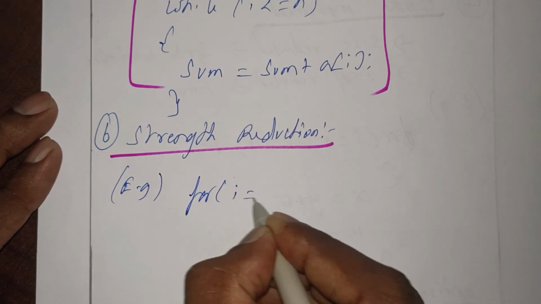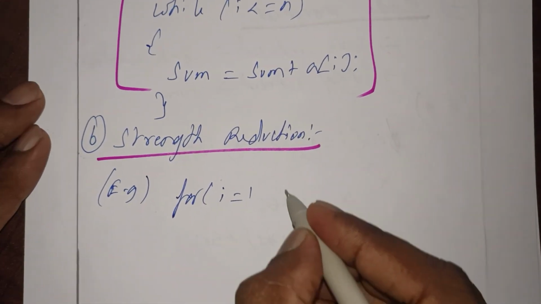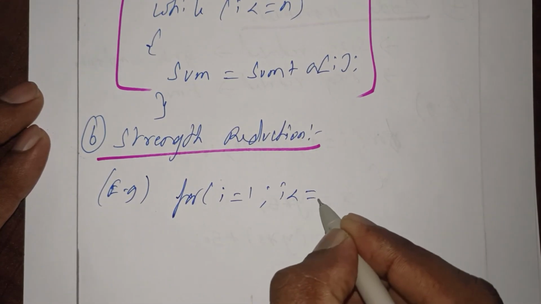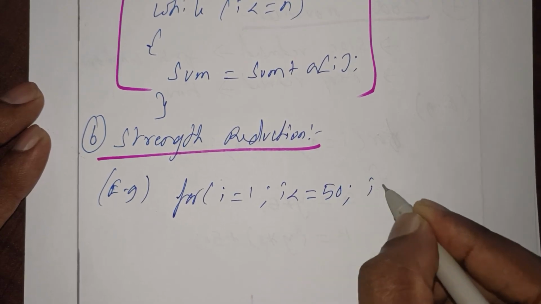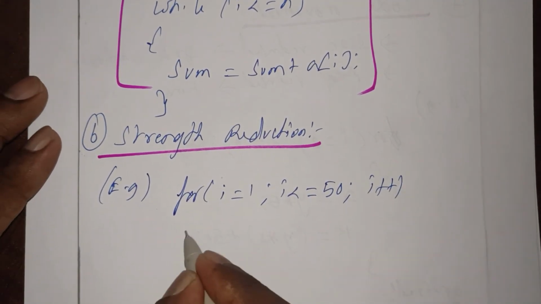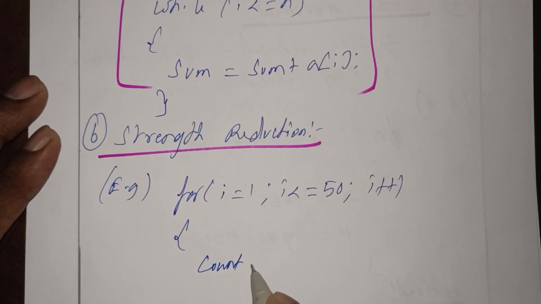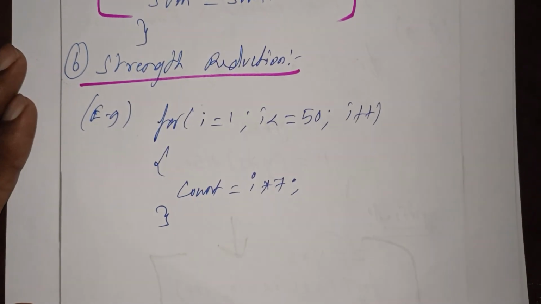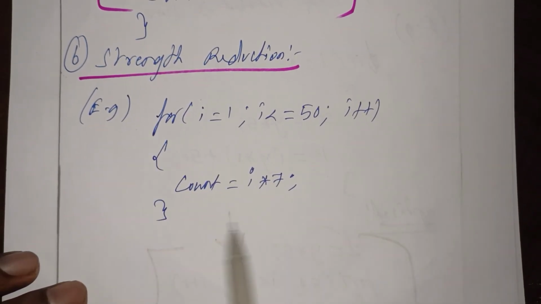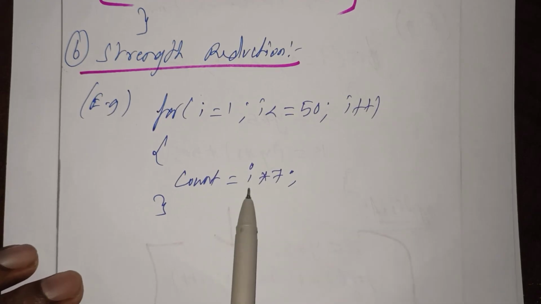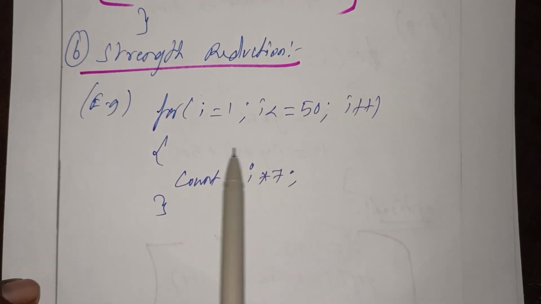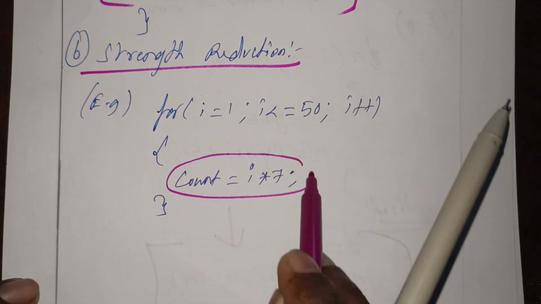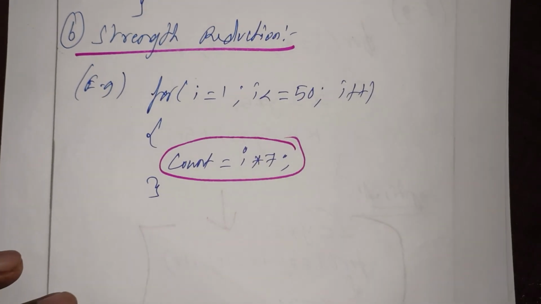For i = 1; i <= 50; i++, here count = i * 7, and it is closed. Now you are asked to optimize this code. That means you need to reduce the strength of it. So you can look at only this part of the code, check it, and reduce it.